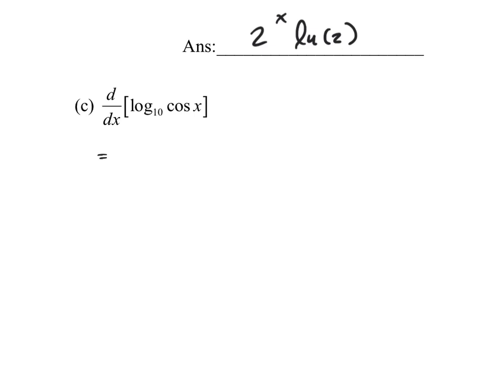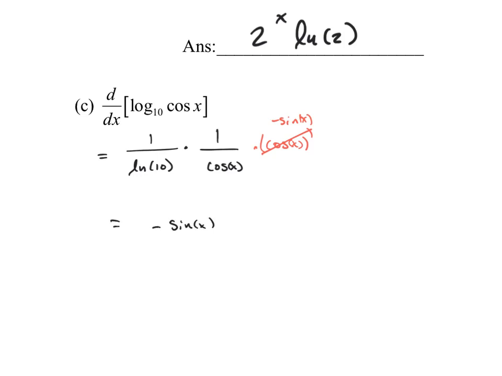Well, the derivative of that would then be 1 over the natural log of the base, which is the natural log of 10, times 1 over what you see, which is cosine of x, times the derivative of the inside, so we need to multiply it times the derivative of cosine of x. Well, the derivative of cosine of x is negative sine of x. So what do we have? Putting it all together, on top we would have a negative sine x. On bottom, we would have a natural log of 10 and a cosine of x.